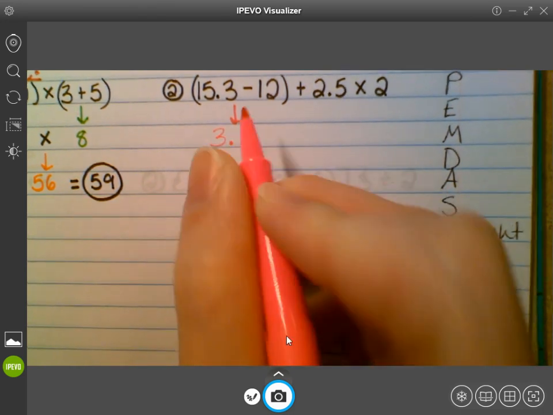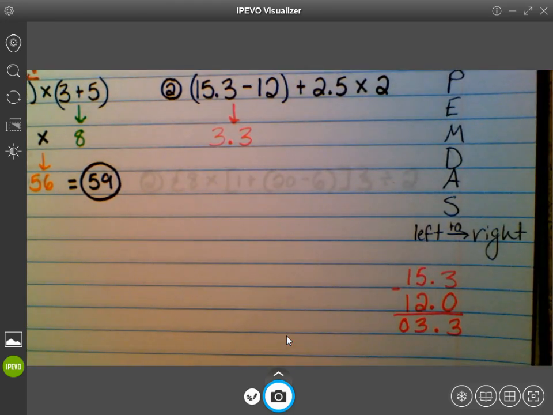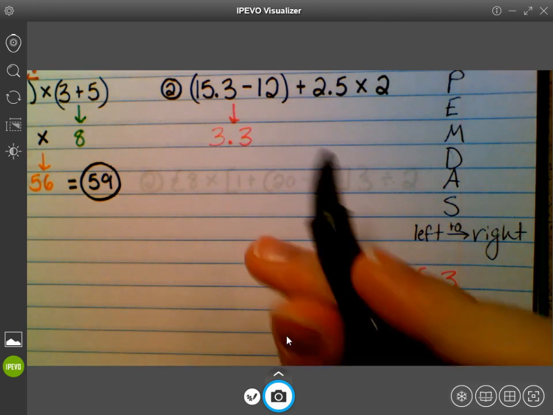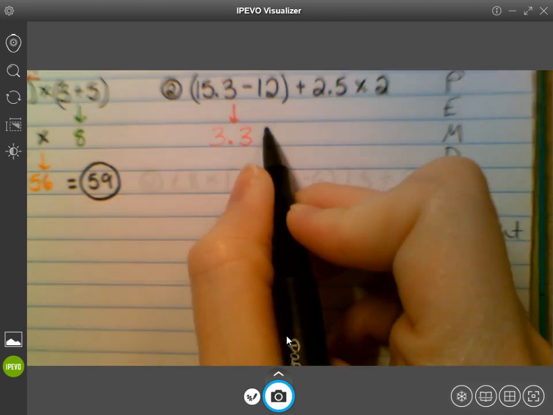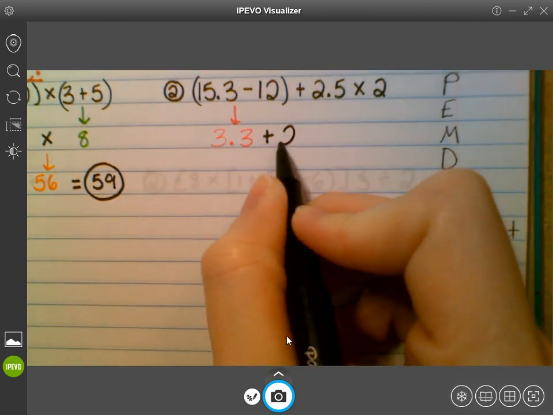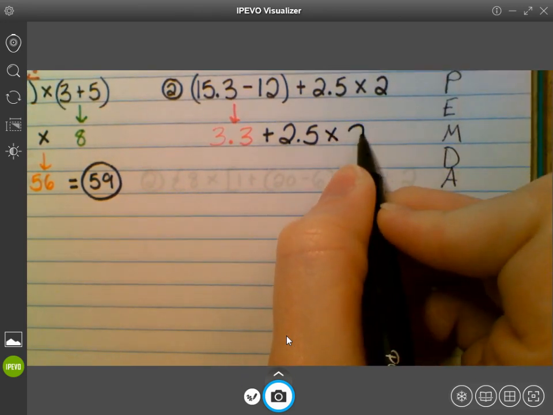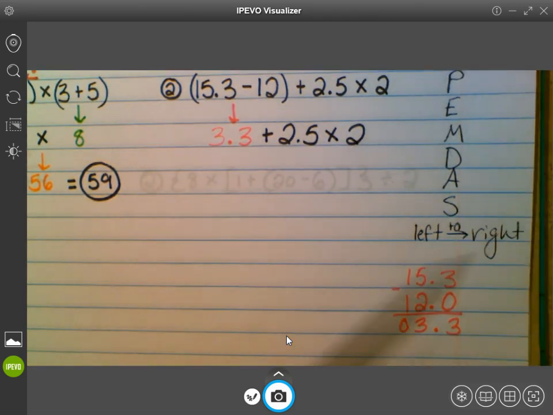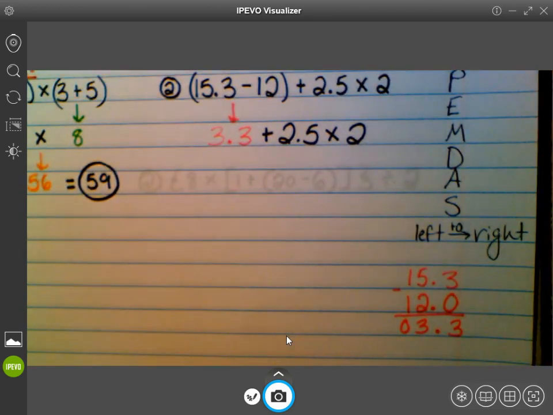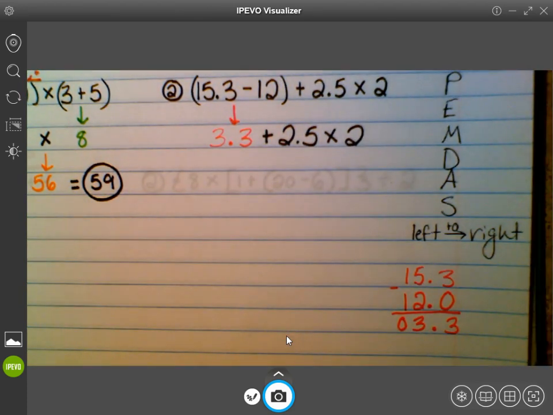Awesome. Now, fifth grade, do I have any other parentheses in this problem? I don't. So I'm going to go ahead and just rewrite the rest of the problem. So I still have my addition symbol. I still have 2.5. I still have my multiplication symbol, and I still have 2. Now, PEMDAS, what would come next? What would come next? Richie?